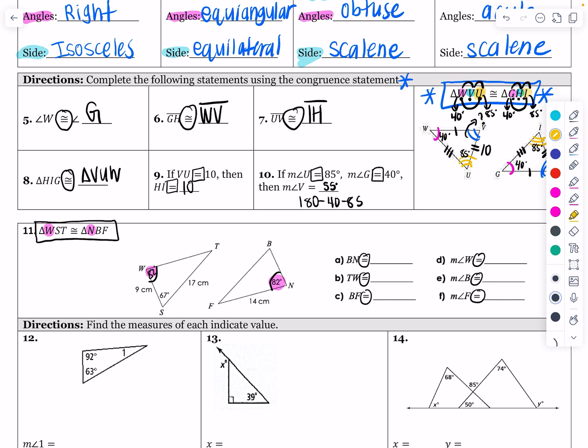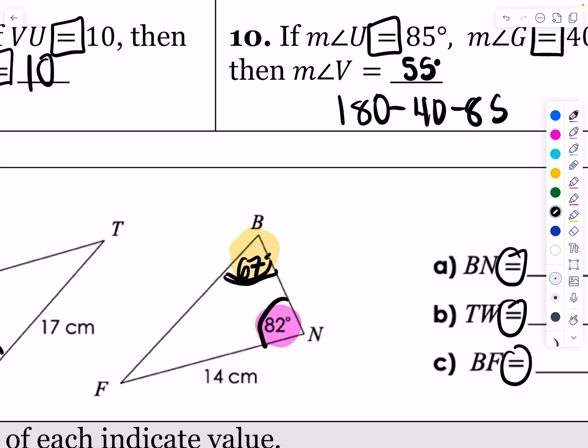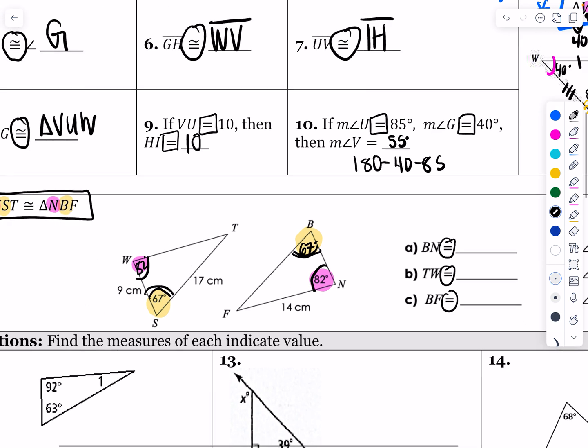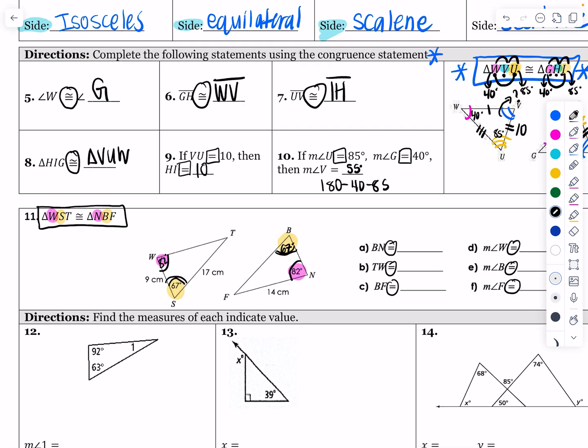Then we know that S and B, those angles are going to be congruent. So here's S, here's B. So I get to copy the 67 from here, also to right here, 67 degrees. Does not look like a great 7. There we go. And then we know that these last two, T and F, are going to be congruent. So T and F. I don't have an angle for either of those, so I'm just going to mark them as congruent. 1, 2, 3.